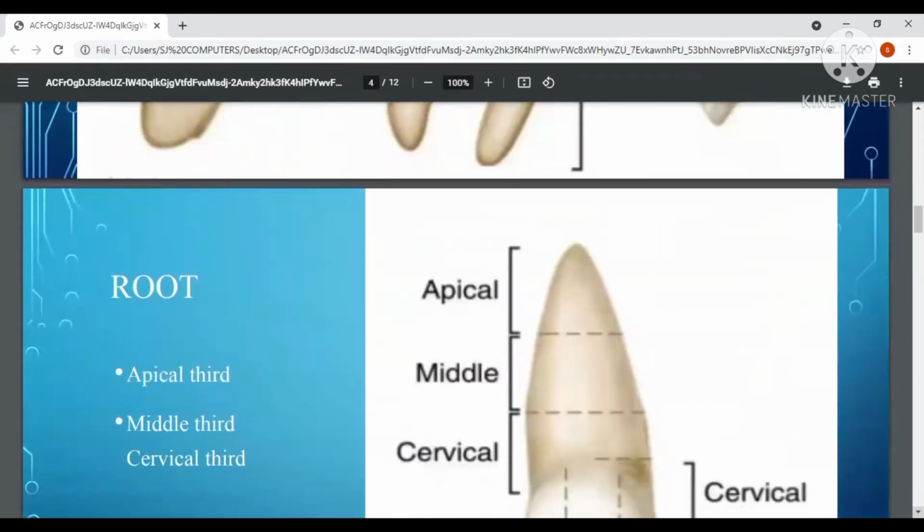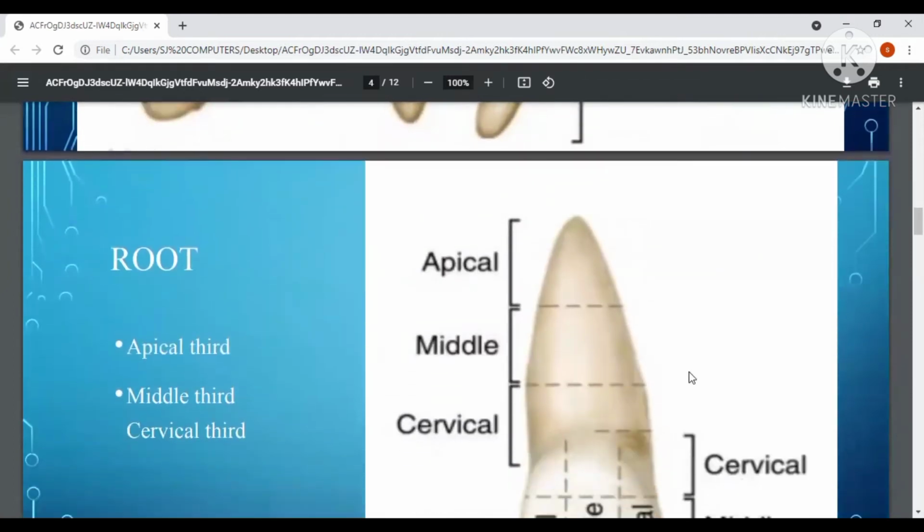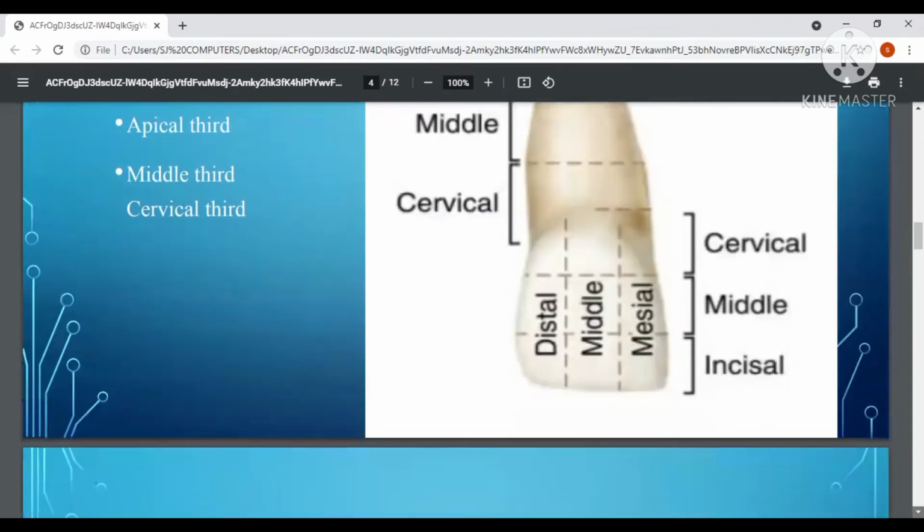So let's move towards the root. We have divided the root portion into three parts, that is the apical, middle, and then the cervical third. From the apex up to the cervical line, we have divided it as apical, middle, and cervical third, right?